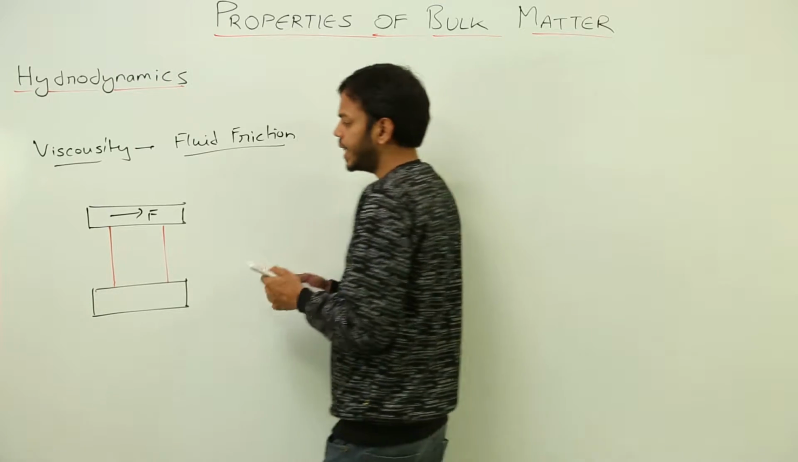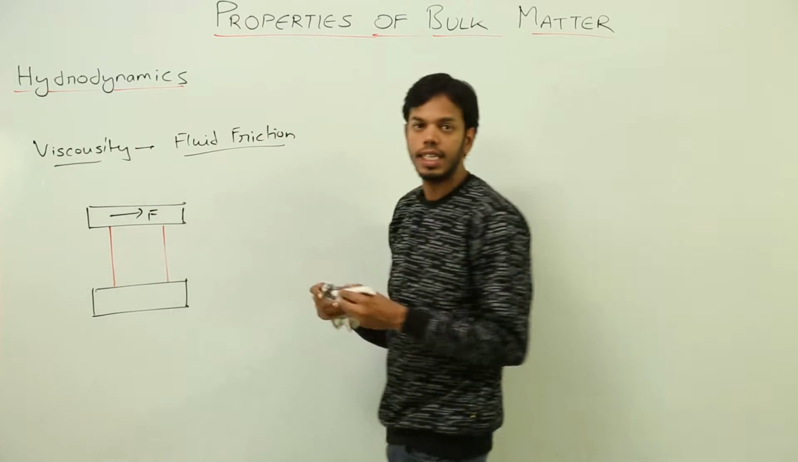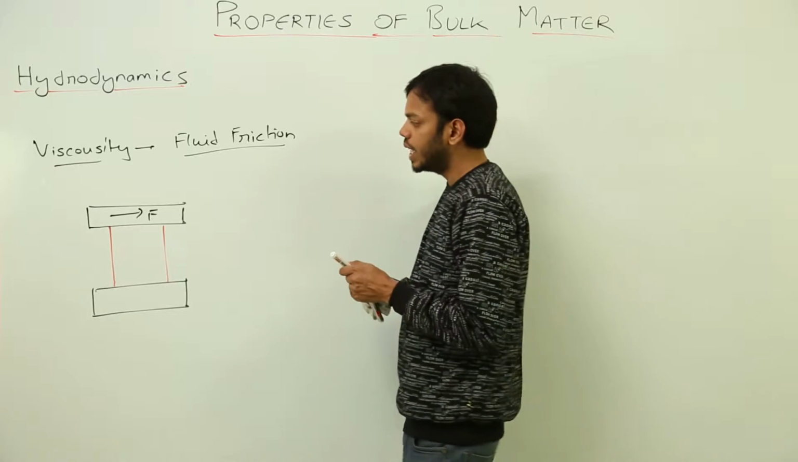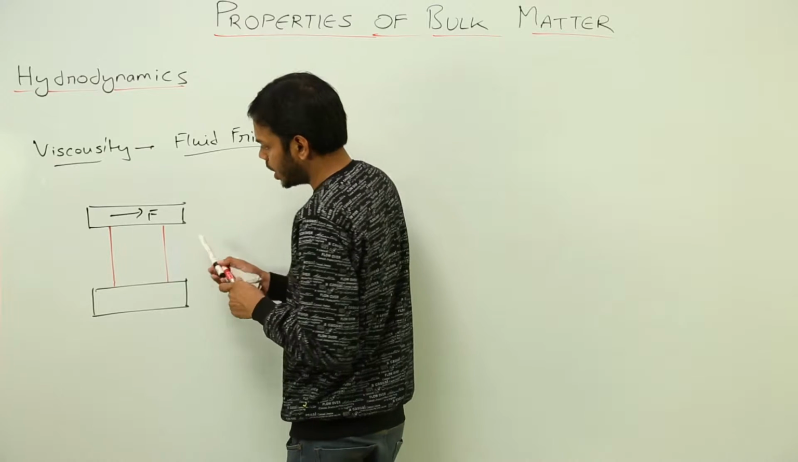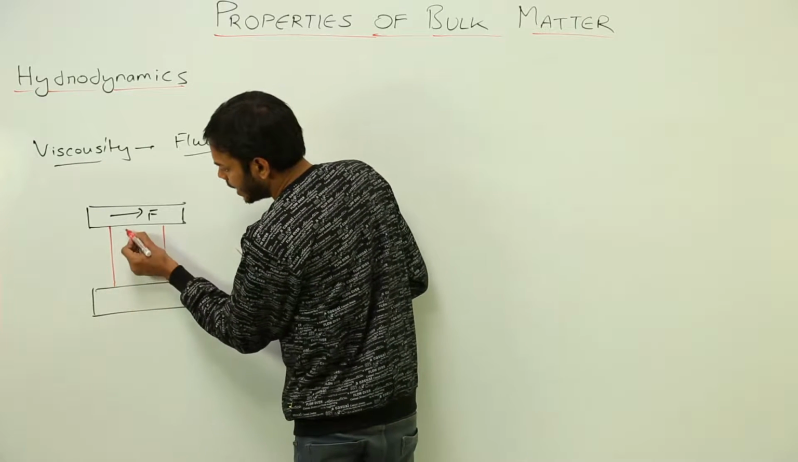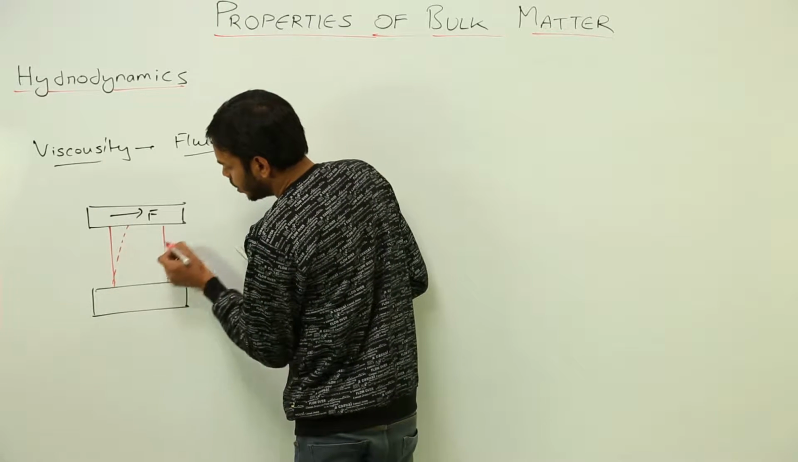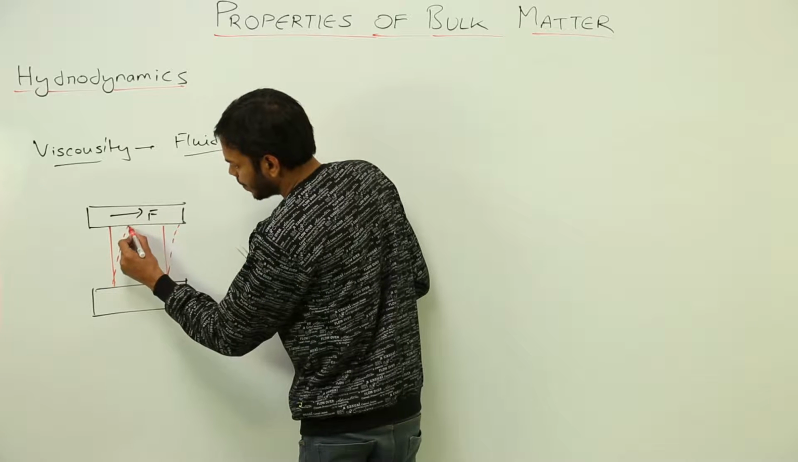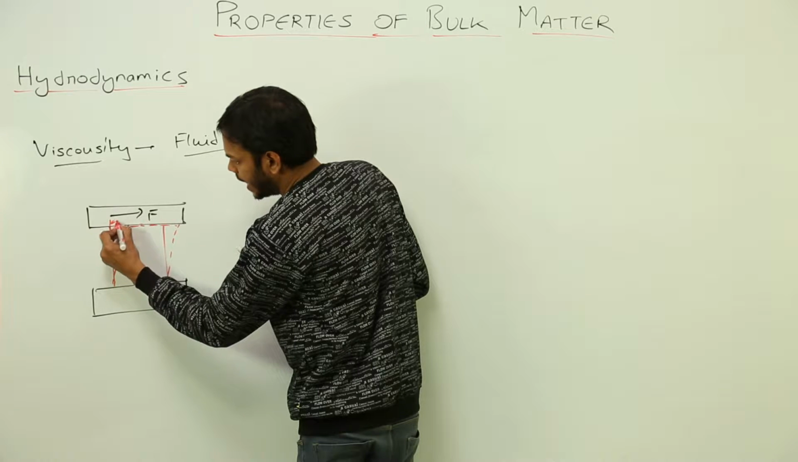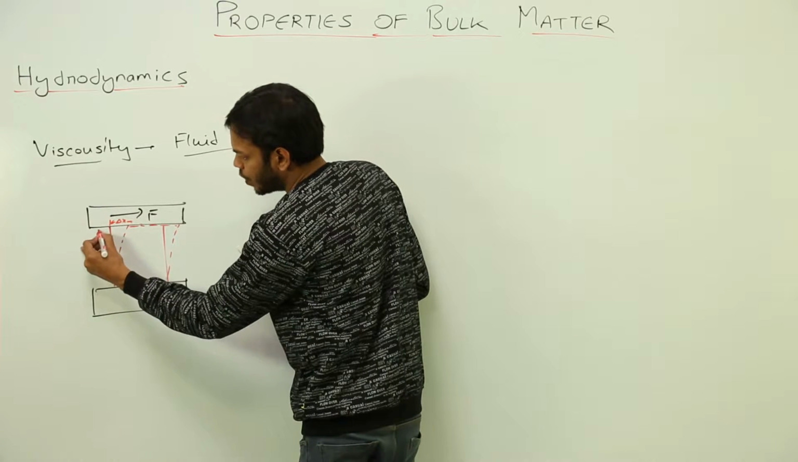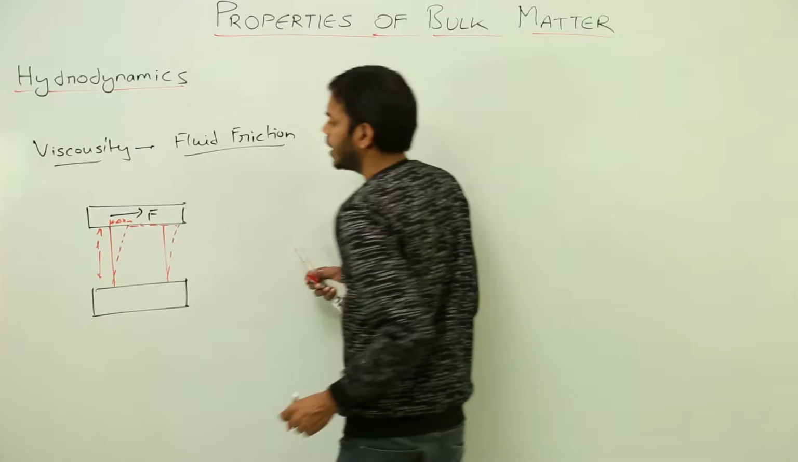So let us say, due to this tangential force, that is shearing force, there will be a shearing strain in the fluid, and it will reach like this. Let us say this relative motion made it reach here. So what is shearing strain? This one would be delta x and this one would be L, right?